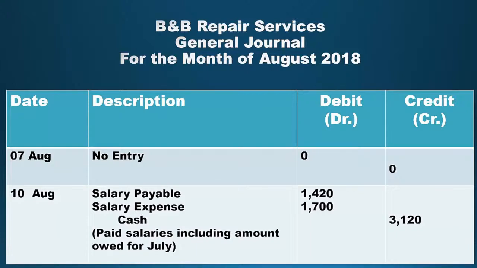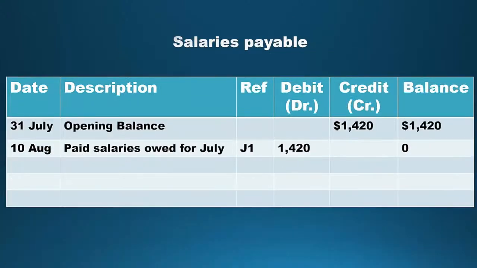Posting to the ledgers: salaries payable ledger. 1. Date, write the date, August 10. 2. Narrative. Add the narrative. Paid salaries owed from July. 3. Reference. Include the journal reference, J1. 4. Amount. Enter $1,420 in the debit column. We debit salaries payable because liabilities decrease when they are paid off.